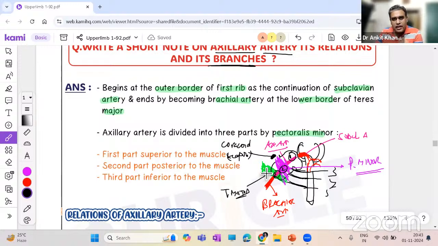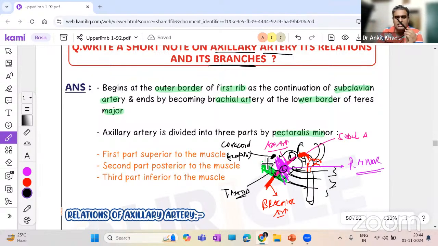Take time to digest, try to understand. First, we have delineated the entire extent of the axillary artery. Then we have placed a muscle in front of the axillary artery, that is P minor. Why in front? Because P minor is the anterior wall of the axilla. It is not the posterior, it is the anterior wall. It will come in front.